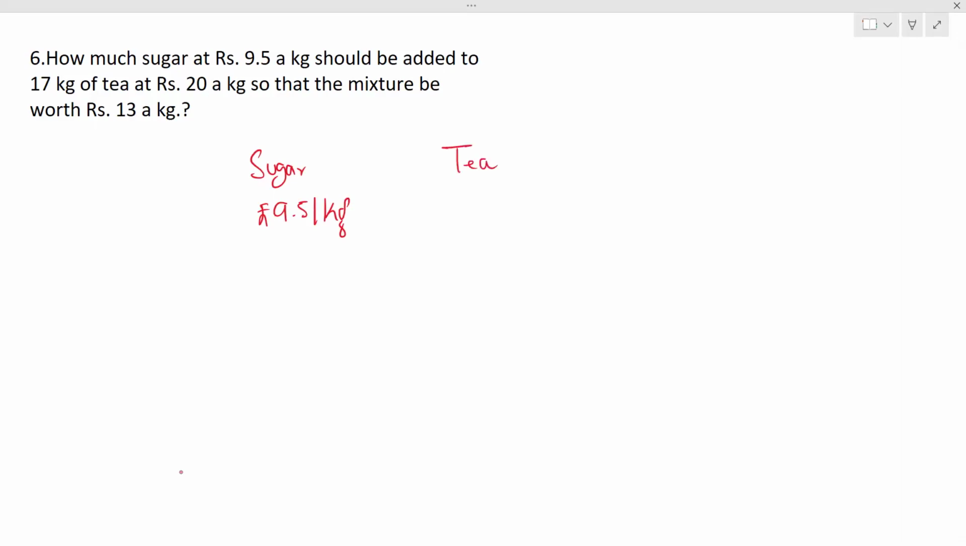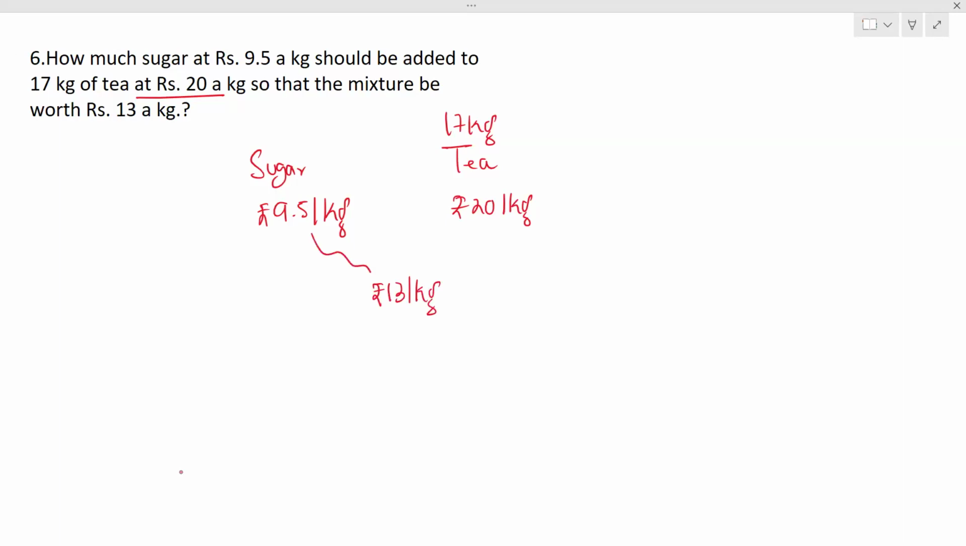There is another entity, tea. What is the quantity given? 17 kg of tea. At rupees 20 a kg, what is the price? Rupees 20 per kg. So that the mixture be worth rupees 13 a kg. The mixture is worth how much? Rupees 13 per kg. Now I have it sorted.